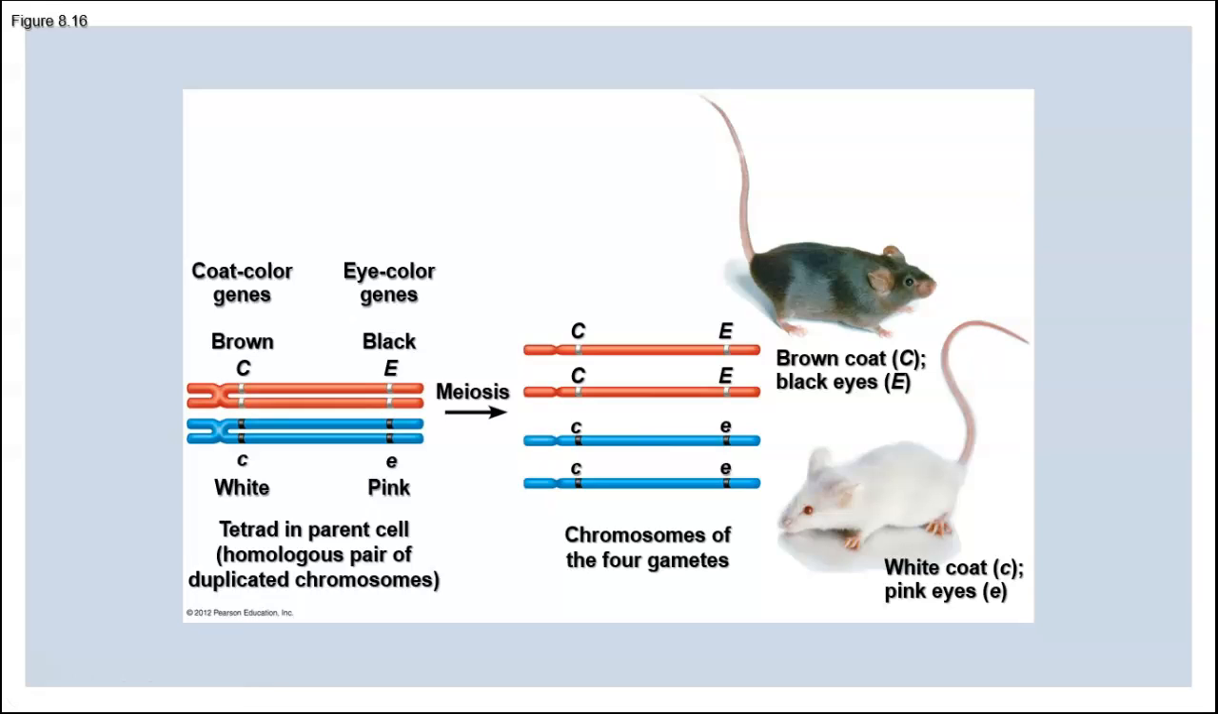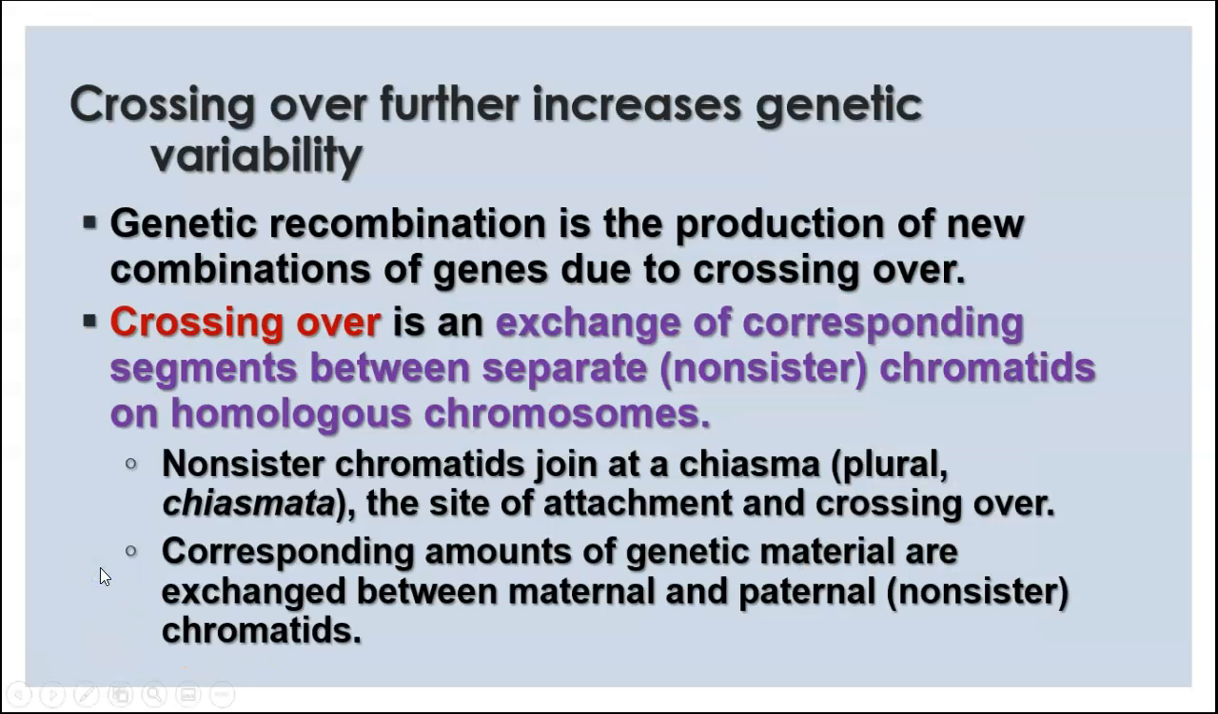The offspring would inherit either the brown coat, black eyes from the mother, or the white coat, pink eyes from the father, if nothing else happened. We know, of course, that crossing over does happen, so that leads to more variation. This is called genetic recombination, and this is really important, again, to the variability of the genes within a species.